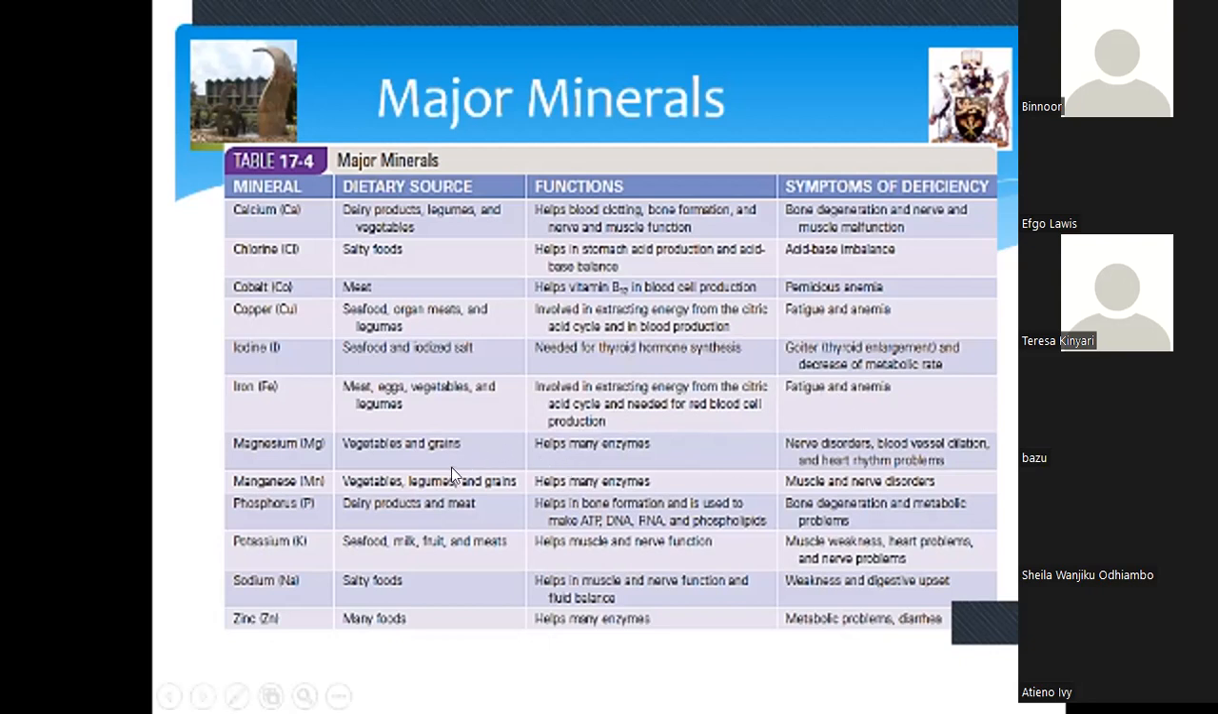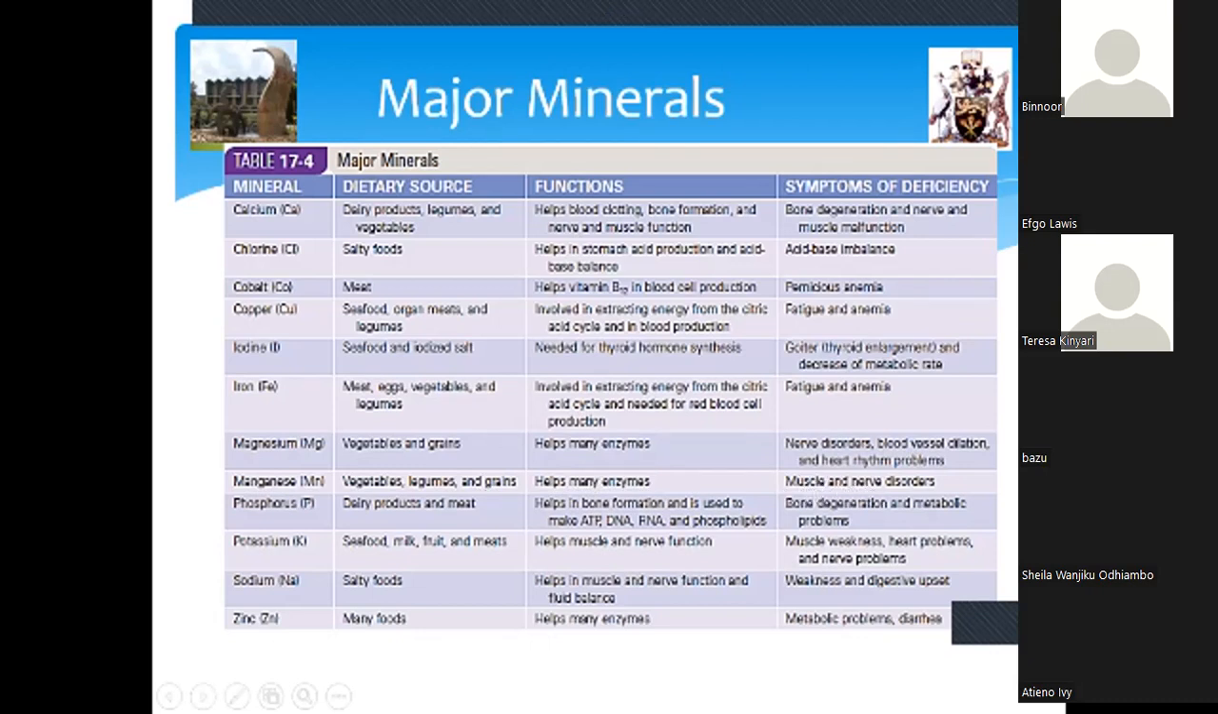Magnesium will come from vegetables and grains. It helps in the activation of many enzymes, and the lack of it will lead to nerve disorders, blood vessel dilatation, and heart rhythm problems. Commonly, we know that whenever someone presents with convulsions, especially children, you also want to measure the amount of magnesium they have, because that could also be a cause of the convulsion. Manganese will come from vegetables, legumes, and grains. It also helps in activating many enzymes, and its deficiency will lead to muscle and nerve disorders.